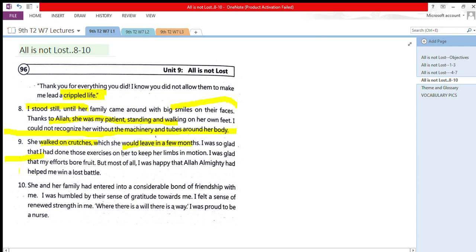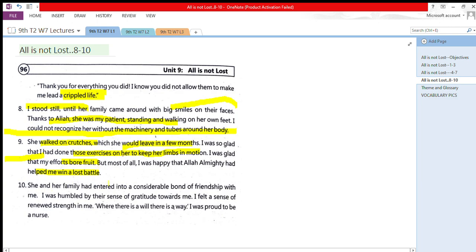And she was very happy to see that her patient was not disabled. She was very happy that I had done those exercises on her to keep her limbs in motion, to keep her body parts in motion. I was glad that my efforts bore fruit. She was glad that she didn't give up on her patient and that she left her in good hands. And I was happy that Allah Almighty had helped me to win a lost battle, the lost battle which her colleagues told her she was fighting.